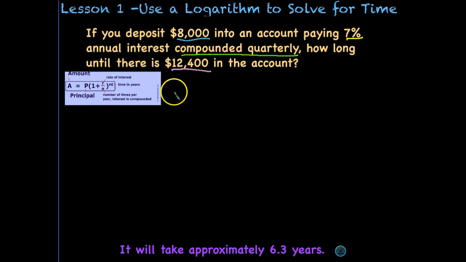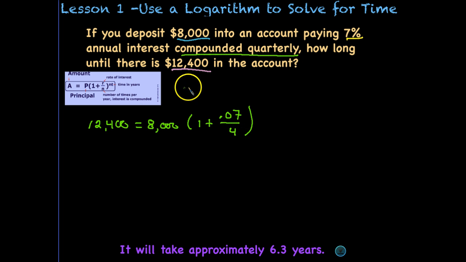Let's go ahead and plug everything into our equation. We have 12,400 future value is equal to our initial principal of 8,000 times 1 plus our rate, written as a decimal, and we compound 4 times a year. We compound quarterly. Raised to the nt. The number of times we compound per year is 4, and we are trying to solve for t. Let's begin. If you want to go ahead and pause this and try this on your own, go right ahead. You should get about 6.3 years. Let's see if we can do this together after you're done.